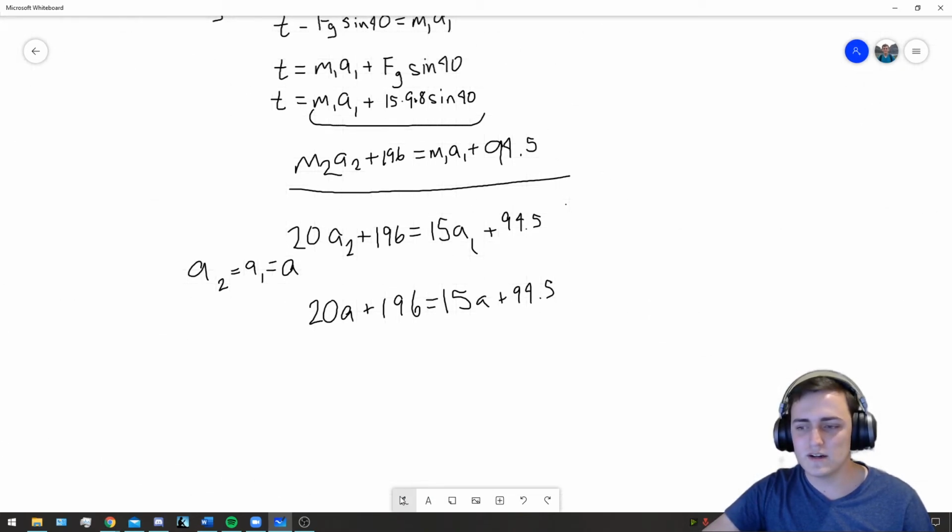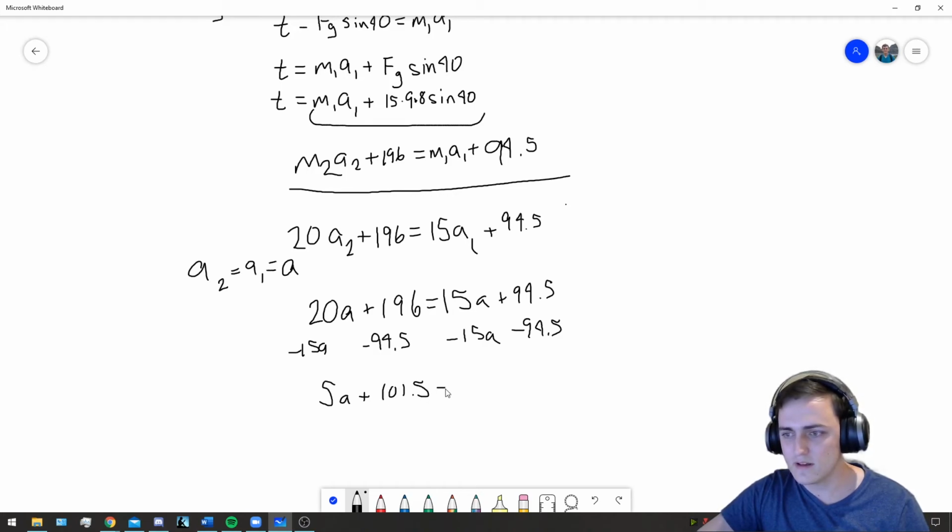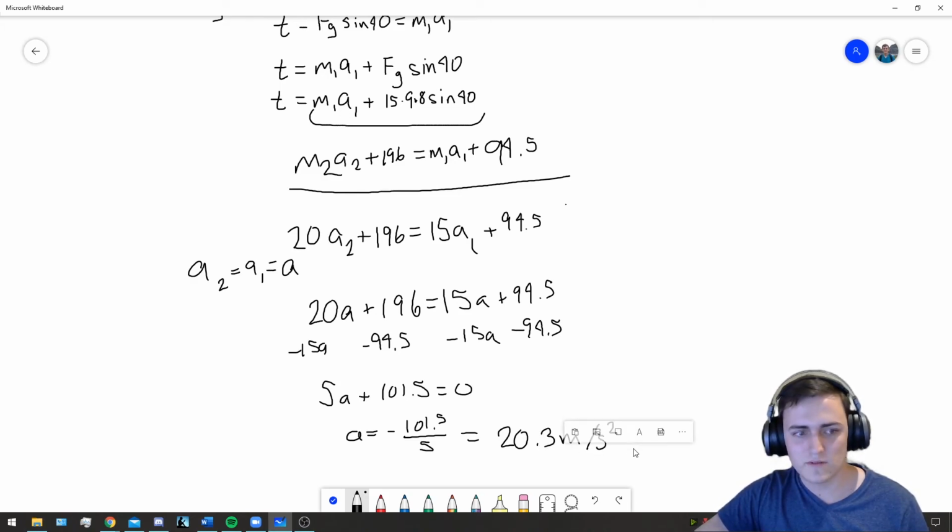And so the last thing to do here is to go through and do some algebra. We're going to subtract 94.5 from both sides. And so we'll also subtract 15a from both sides. Minus 15a. We get 5a plus 101.5 equals 0. And a equals negative 101.5 divided by 5. That gives us 20.3 meters per second squared.